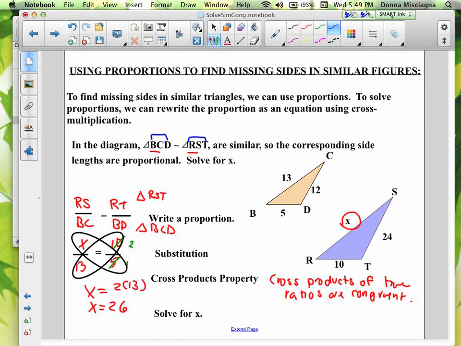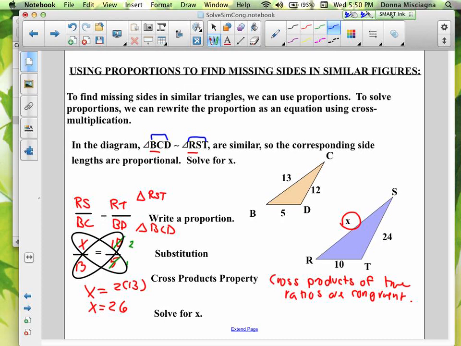be right. Okay? And so now we replace the segments with the values that represent each of those. So RS we replaced with an x, and BC with a 13, and RT with a 10, and BD with a 5. We could reduce the 10 and 5. Okay, so 5 goes into 5 one time, and 5 goes into 10 two times. And then we cross multiply.